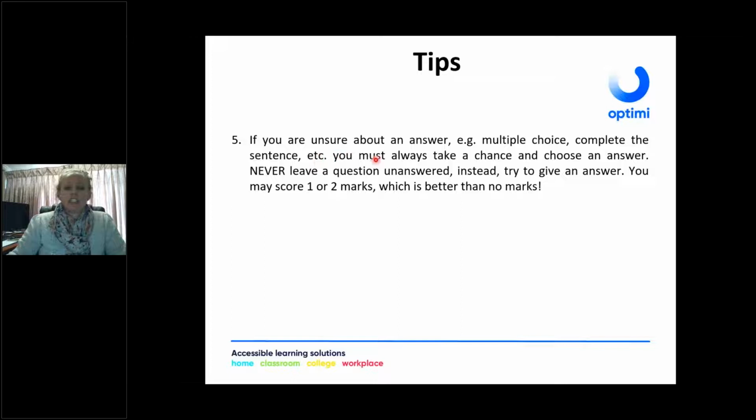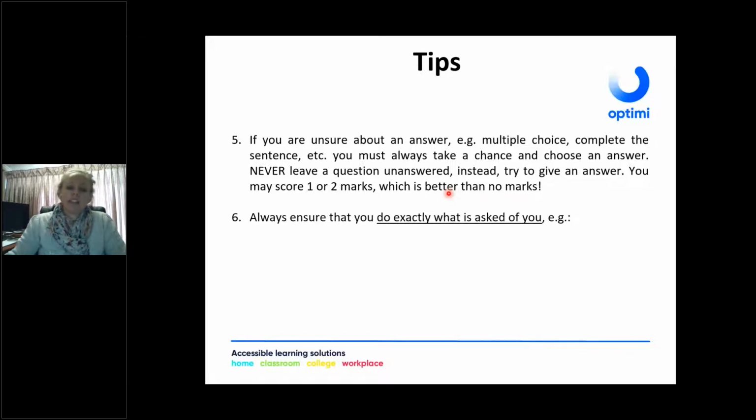The next tip is to ensure that you answer all your questions, especially with your short questions. Those that deal with multiple choice or complete the sentence or whatever the case might be. Never leave a question unanswered. Instead, try to give an answer. You might just score 1 or 2 marks, which is better than no marks. So put in your answer, make sure that you leave no question unanswered.